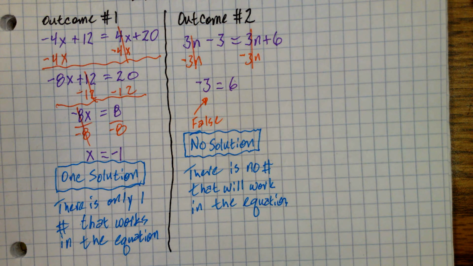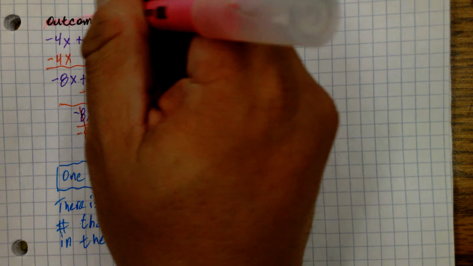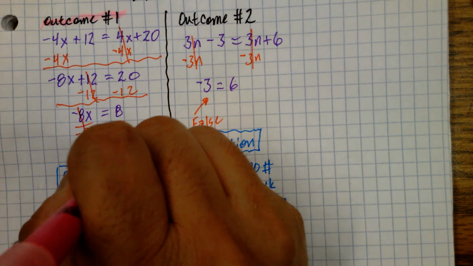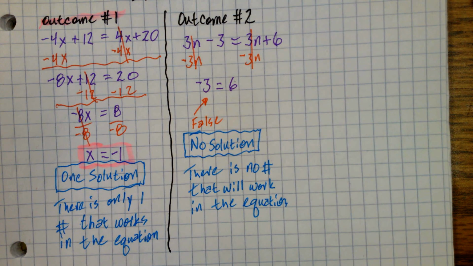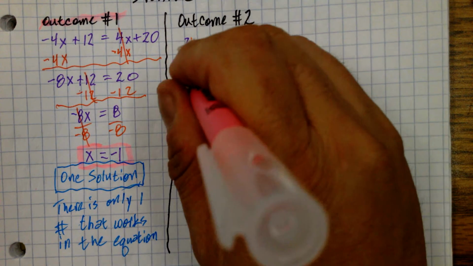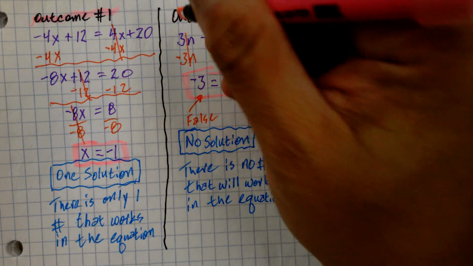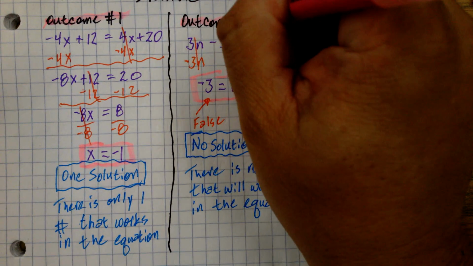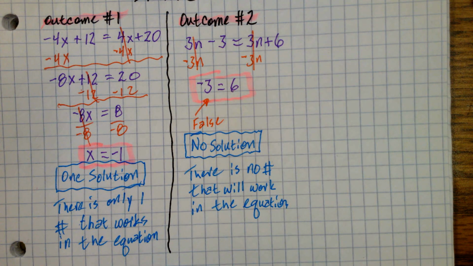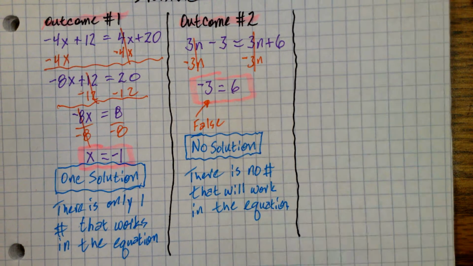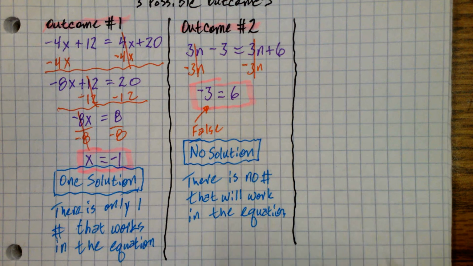So that's our second possible outcome. So now we've looked at outcome number 1, which is what we normally get, one solution, whatever that is. In this case, it was negative 1. Then we ended up with a false statement. In this case, negative 3 equals 6, which means since it's false, there's no solution. Let's look at outcome number 3. Anyone want to guess as to what we're going to do next?